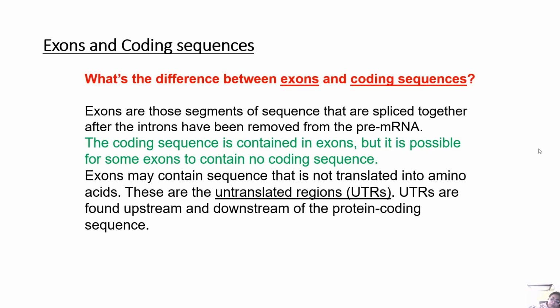So, what's the difference between exons and coding sequences? Exons are those segments of sequence that are spliced together after the introns have been removed from the pre-mRNA. The coding sequence is contained in exons, but it is possible for some exons to contain no coding sequence. So exons may contain sequence that is not translated into amino acids. These are the untranslated regions, or UTRs, and UTRs are found upstream and downstream of the protein coding sequence.